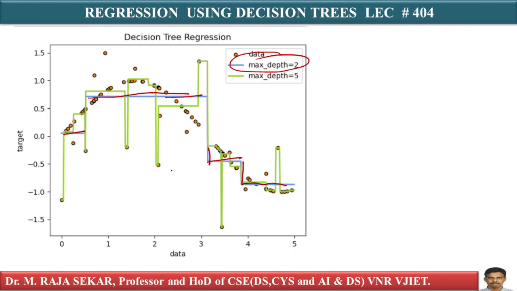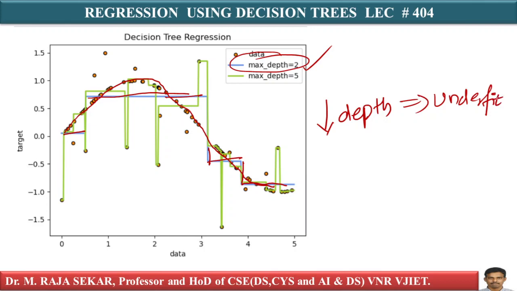The original function is this. This one is your original function, isn't it? This is because my depth is only 2. Just like in the case of classification, lower depth means underfit. What does higher depth mean? Overfit.